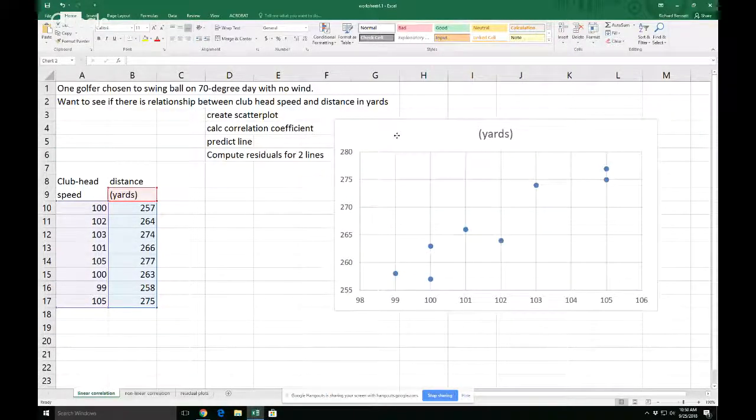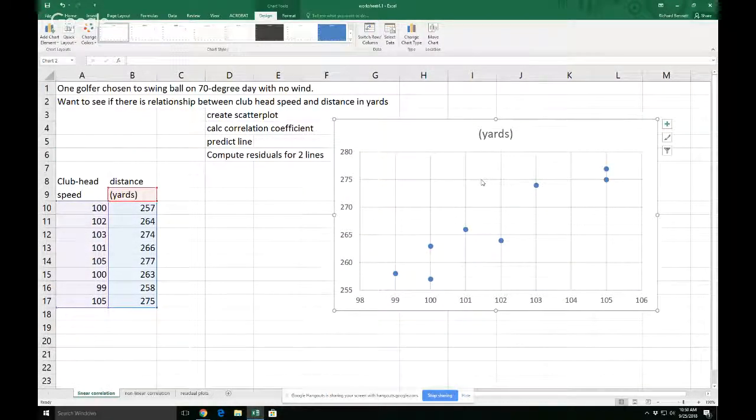Okay, what do I need to fix this? How do I fix this scatter plot so that it's a good one? Titles. I need to put a title in here. What do you want to call it? Golf swing on 70-degree day, no wind.